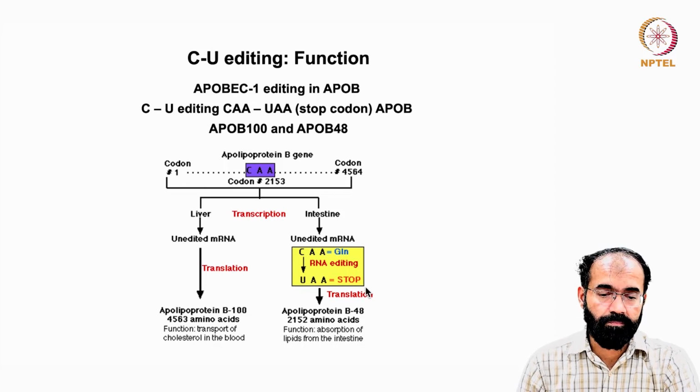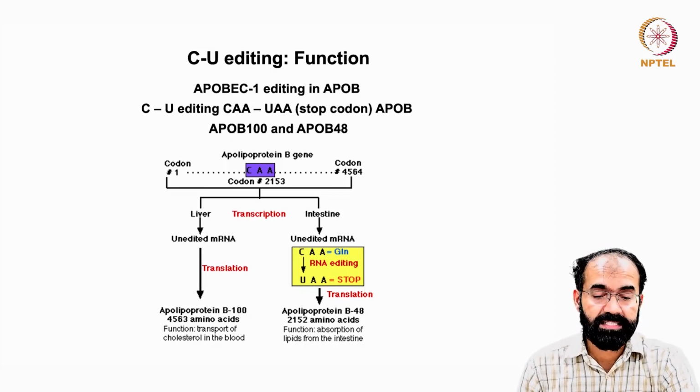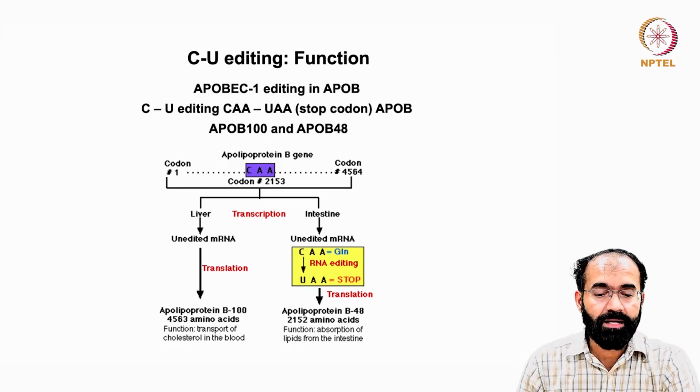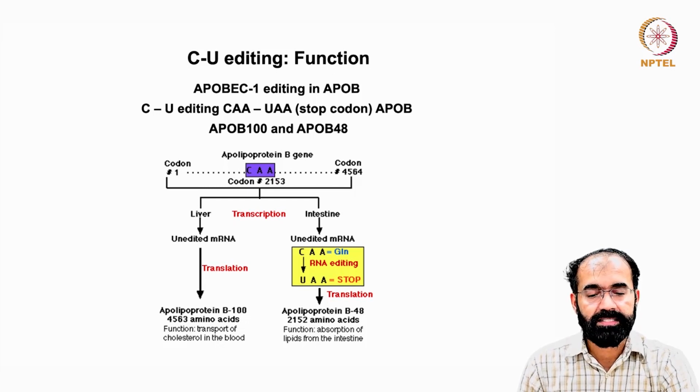How does it function? What is the significance of CU editing? APOBEC1 editing in ApoB. Let us see how it is happening. CU editing is what is happening, and which codon is it editing? CAA is now changing into UAA.